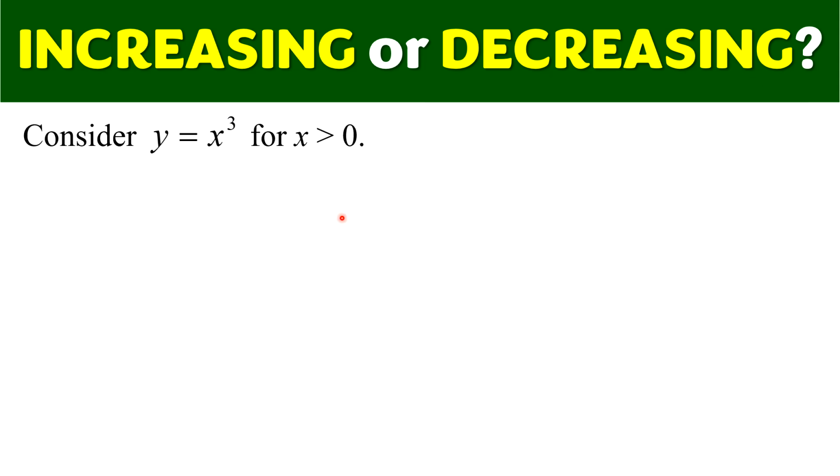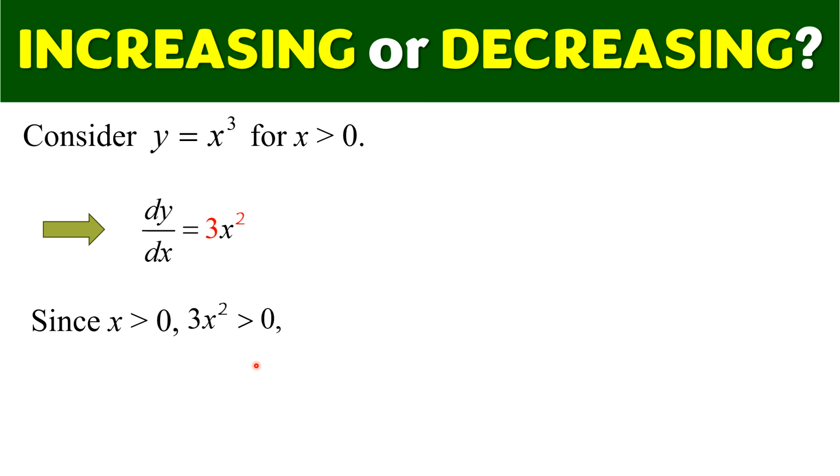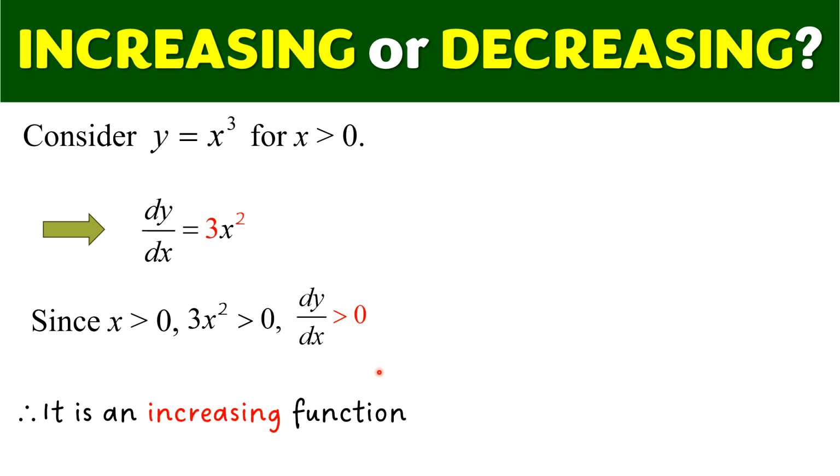Let us take a look at this first example. We have an easy function over here. So what I am going to do is to find the derivative. By using the power rule, I am able to get 3x squared easily. Now what we observe is the condition is given, so x is greater than 0. So hence, since x is greater than 0, and I do have a perfect square over here, I know that 3x squared has to be greater than 0 as well. Which means our dy/dx, the derivative, has to be greater than 0. So in this case, we say that it is an increasing function.